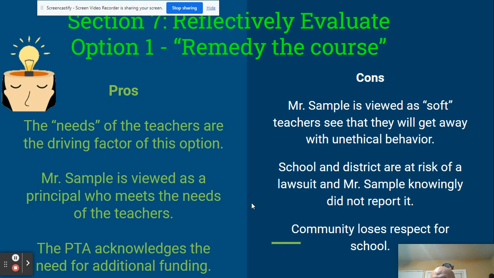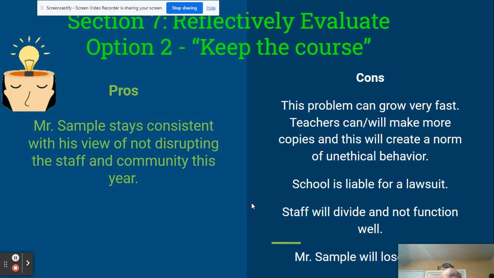But the cons are Mr. Sample is viewed as soft. Teachers will see that they could get away with unethical behavior, and the principal will support it. Well, we'll try to remedy it. School and districts are at a risk of lawsuit, and Mr. Sample knowingly did not report it. Community members lose respect for the school.